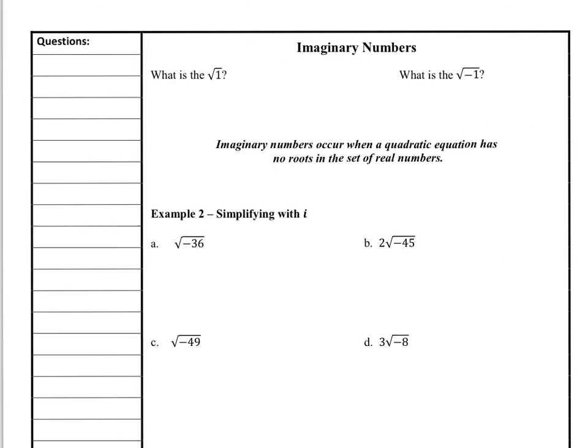Okay, imaginary numbers. Square root of 1, very, very easy question. The square root of 1 is 1. If you go to your calculator, type in the square root of negative 1, it's going to tell you it is the imaginary unit i. Imaginary numbers occur when a quadratic equation has no roots in the set of real numbers. So there are no real roots to this bad boy over here. So the square root of negative 1, we're just going to go with is i for now. We'll talk a little bit more about where it comes from when we do more with graphing.